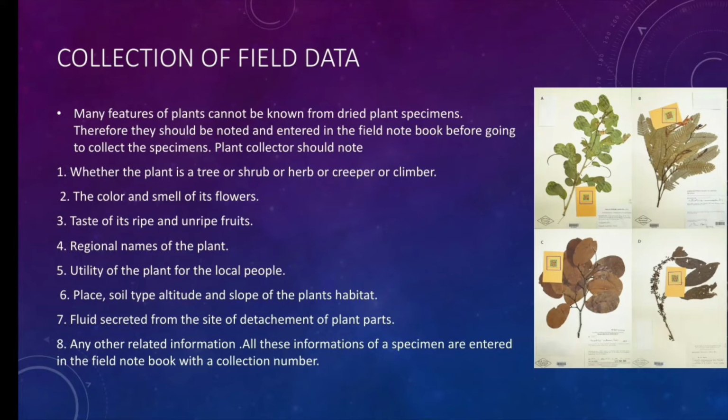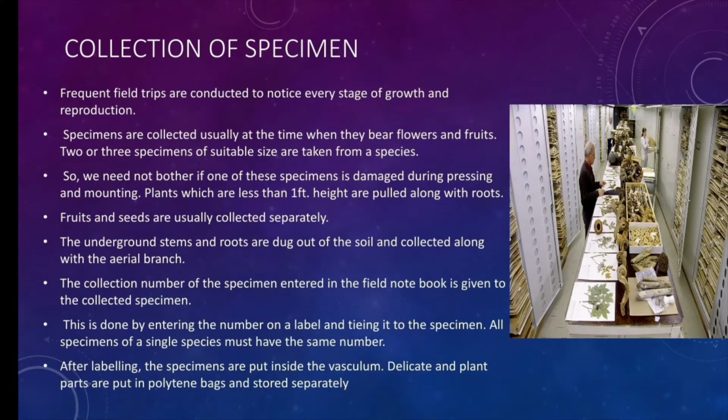The second information to be collected in the method of plant collection is collection of specimen. Frequent field trips are conducted to notice every stage of growth and reproduction. Specimens are collected usually at the time when they bear fruits and flowers. Two or three specimens of suitable size are taken from a species, so we need not bother if one of them is damaged. Fruits and seeds are usually collected separately. The collection number of the specimen, entered in a field notebook, is given to the collected specimen.